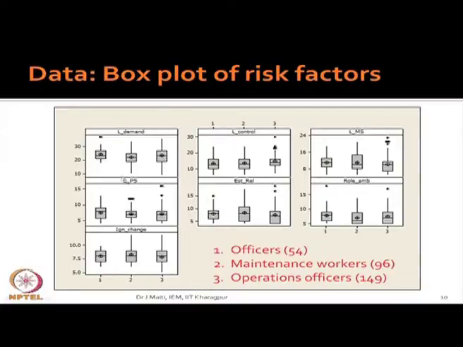There are 7 response variables. Variable 1 is excess demand, then lack of control, then lack of management support, lack of peer support, then estranged relationship, role ambiguity, and ignorance of change. We are seeing that the first one is the officers' box plot, the second one is the maintenance workers' box plot, and the third one is the operations workers' box plot. You see the mean value everywhere, and there are certain outlier values.